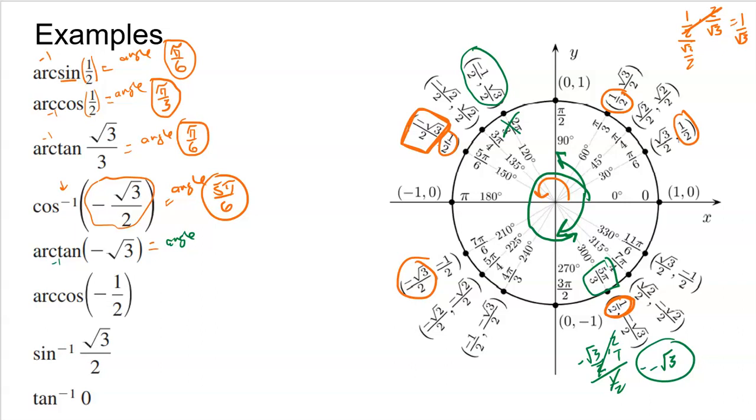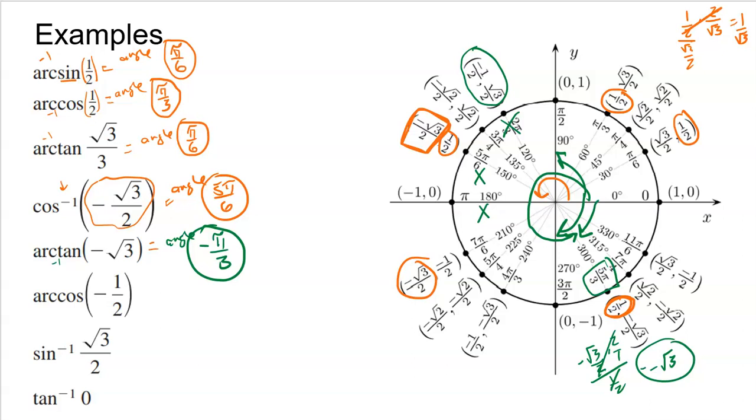Sine and tangent are only allowed to go up to pi over 2, down to negative pi over 2. They're not even allowed to go through quadrants 2 and 3. So I'm not allowed to say 5 pi over 3. I have to give the negative angle, which would be negative pi over 3. There is my correct answer.